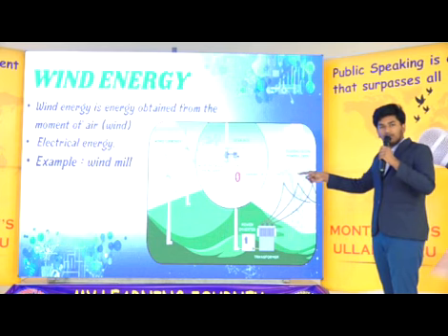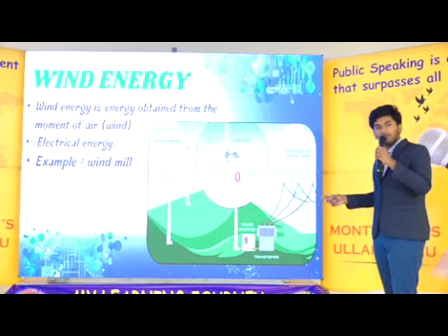Then the blades will turn the gear and gearbox. Then electricity is produced, and that electricity comes to our home with the help of power lines.